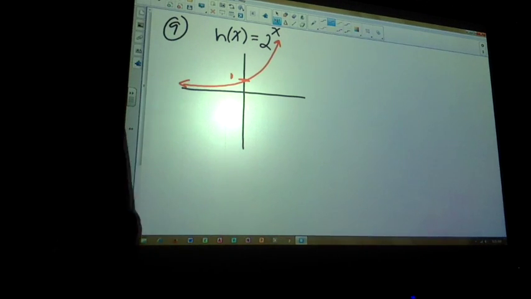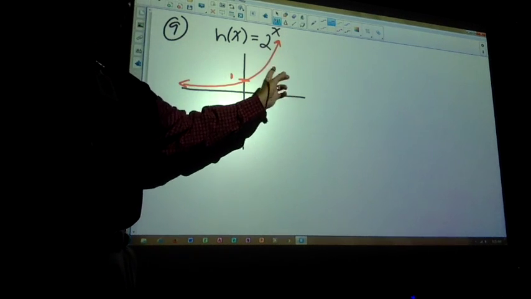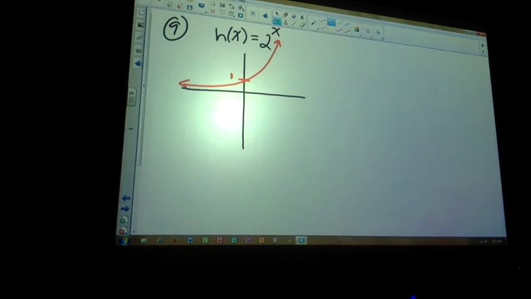Okay? 2 to a negative number means that you're making the number a fraction. If you had 2 to the negative 1, that's 1 over 2. 2 to the negative 2 is 1 over 4. 2 to the negative 3 is 1 over 8. And then it goes 1 over 16. So that's where this becomes closer and closer and closer to this. If I go this way, 2 to the first is 2. 2 to the second is 4. 2 to the third is 8. 2 to the fourth is 16. Keeps going. 2 to the fifth, 32, 64, 128.